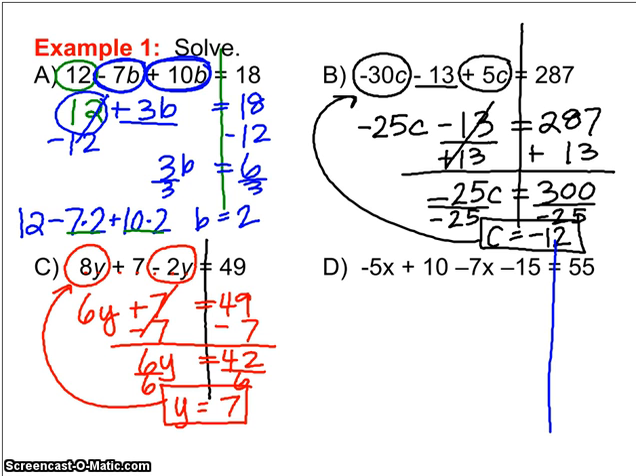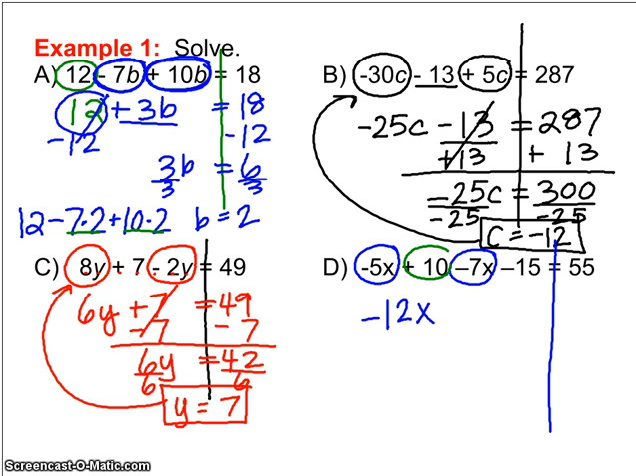Again, I'm going to combine everything on the same side as my variable. I see I have some x's. There's a negative 5x, a negative 7x. If I have 5 negative x's and 7 negative x's, I have a total of negative 12 x's.